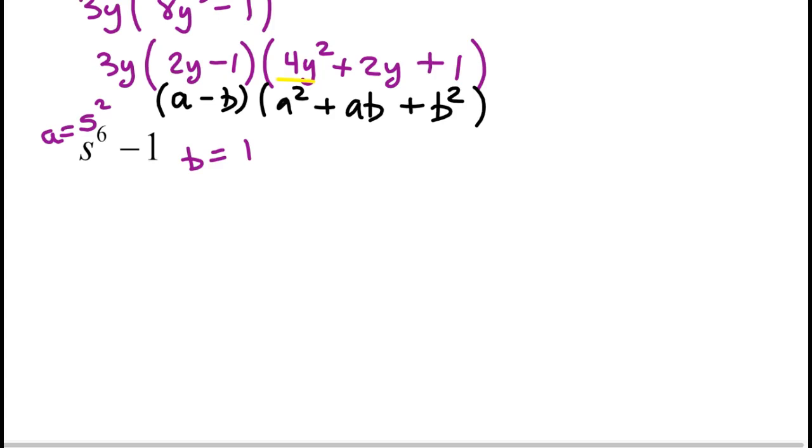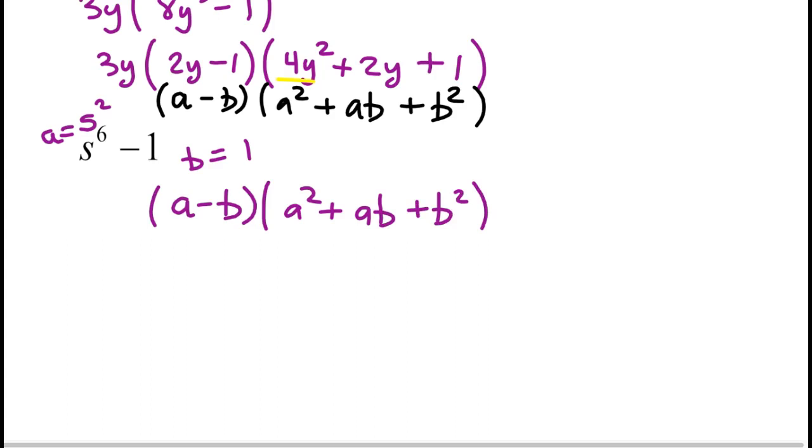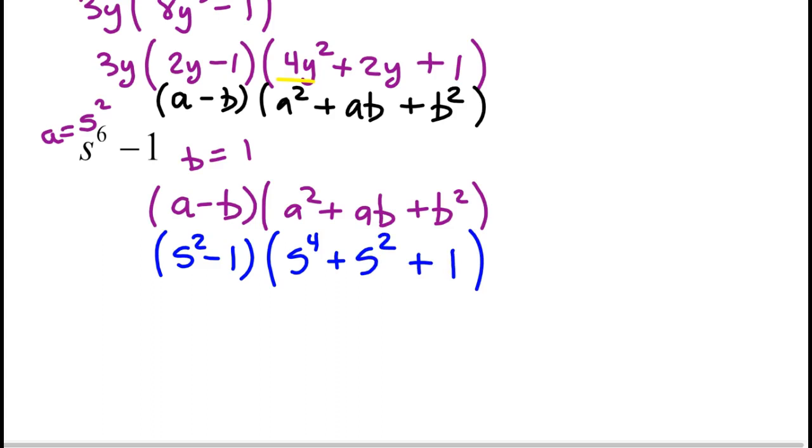So now we have a minus b times a squared plus ab plus b squared. Follow that. So a is going to be s squared. So s squared minus 1. Ooh, I know what that is. And then s squared squared is s to the 4th. Plus s squared times 1 is s squared. Plus 1 squared is 1. So you end up with that.